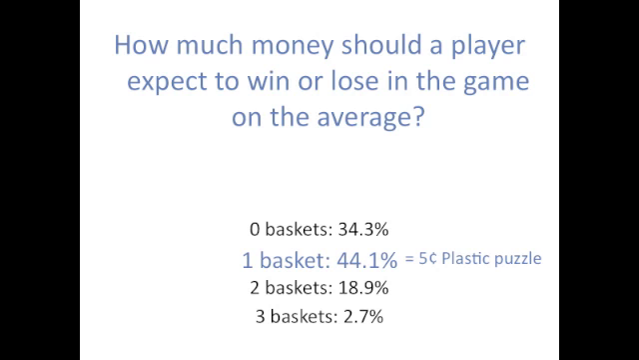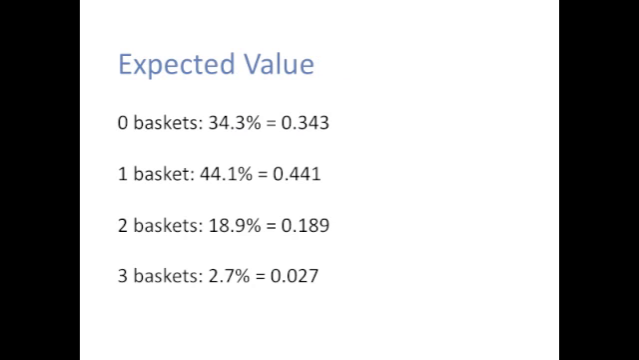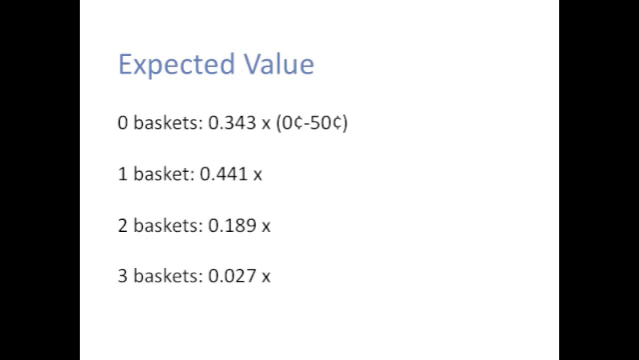You can figure this out by turning each percentage into a decimal form, so 0.343 for 0 baskets, 0.441 for 1 basket, 0.189 for 2 baskets, and 0.027 for 3 baskets. You now multiply each by the amount of money you gain or lose by getting that many baskets. So for getting no baskets, you don't win anything, so you pay 50 cents, so it would be 0.343 times negative 50 cents, which is negative 17.15 cents.